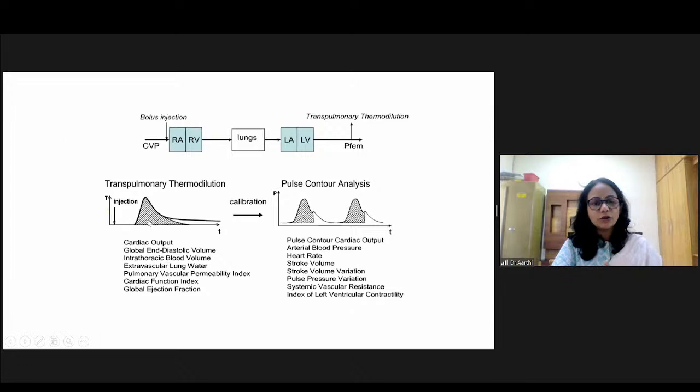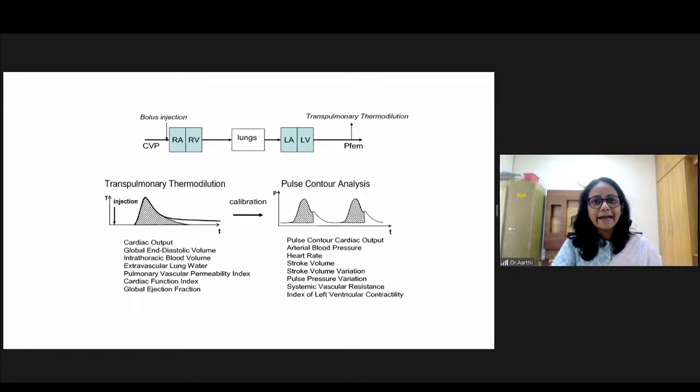The difference in the concentration is plotted against the curve, and the area under the curve helps us derive the cardiac output and the global end diastolic volume, intrathoracic blood volume, extravascular lung volume, and other parameters like the pulmonary vascular permeability index. With all these parameters, one can assess whether we need to push in more fluids, give a diuretic, or add more inotropes or vasopressors.